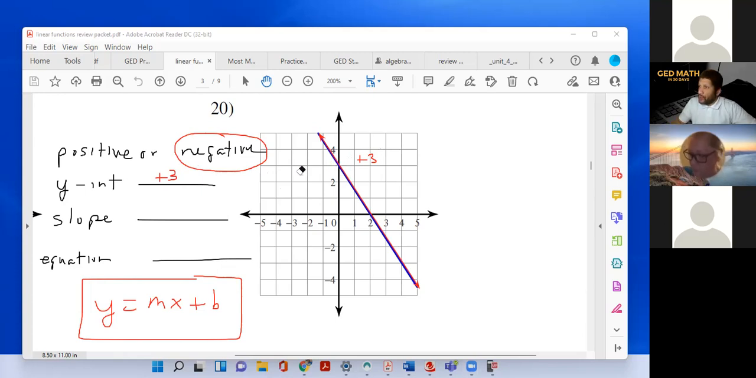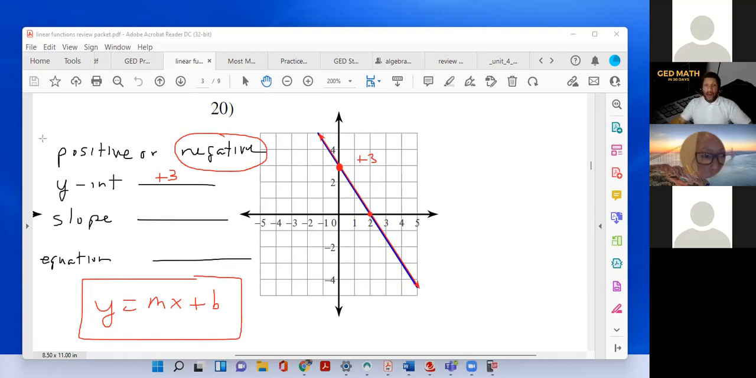By using our y-intercept, we have our first point. What other point can we use here? The point 2, 0. Very important: every point on a coordinate plane must be an ordered pair. Even though we say the y-intercept is +3, you either say 3 on the y-axis, or you give the ordered pair, 0, 3. So this other point is 2, 0.